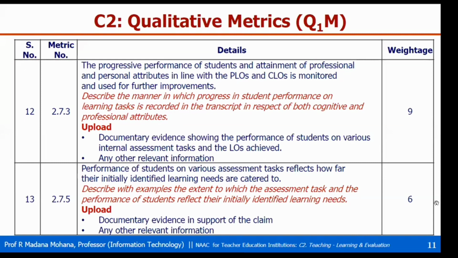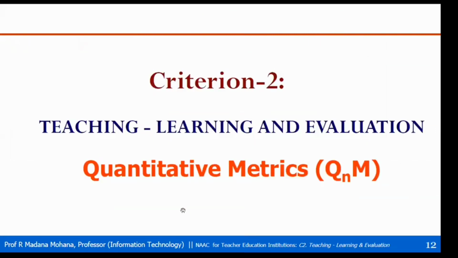Then 2.7.5, which carries 6 points: performance of students on various assessment tasks reflects how far their initially identified learning needs are catered to. So in the first qualitative metric, again at the entry level, we identify the student learning levels. Here, after joining, during the period of study, the performance of the students on various assessment tasks reflects how far their initially identified learning needs are catered to. Here, describe some examples with the extent to which the assessment task and the performance of students reflect initially identified learning needs. For this also, we need to provide supporting documents. So these are all about the qualitative metrics.